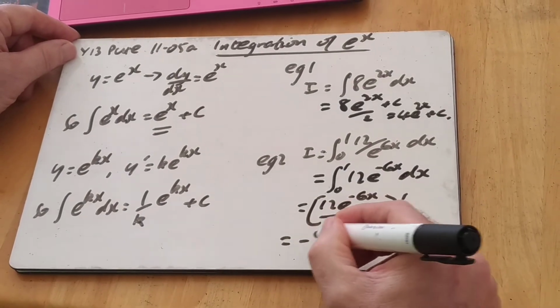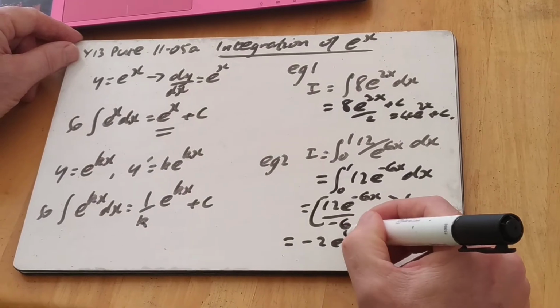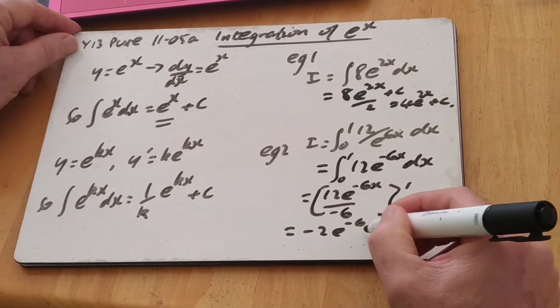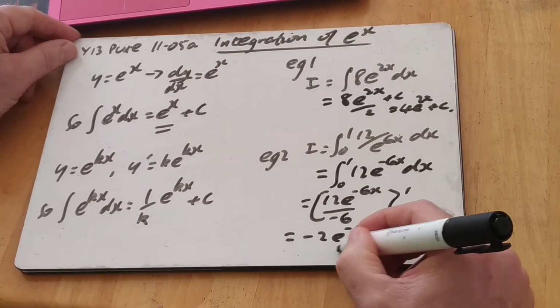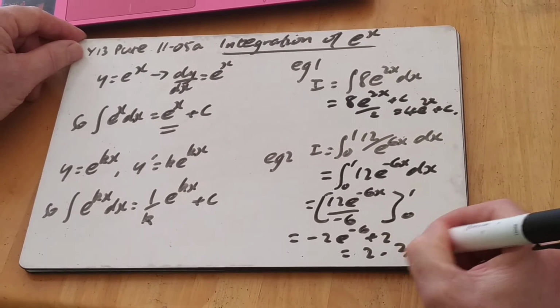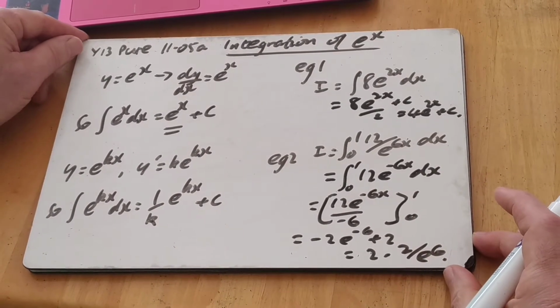So we tidy that up. We've got minus 2 as my constant, e to the minus 6x, then the limits: minus 2 e to the minus 6, and then plus 2 e to the 0, which is 1. So I'd rewrite that as 2 minus 2 over e to the 6. And that's that one there.